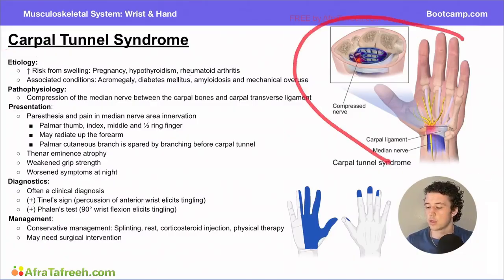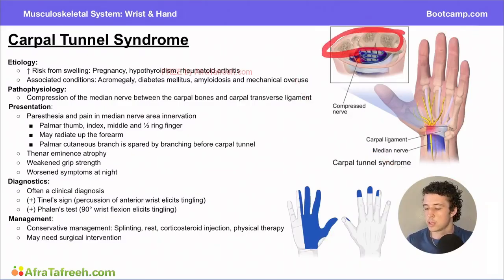And so let's take a look at our diagram here to the right before we get into our text. So up here we can see some of the carpal bones of the hand, and right here we're going to see that transverse carpal ligament that's involved in compression of the nerve.